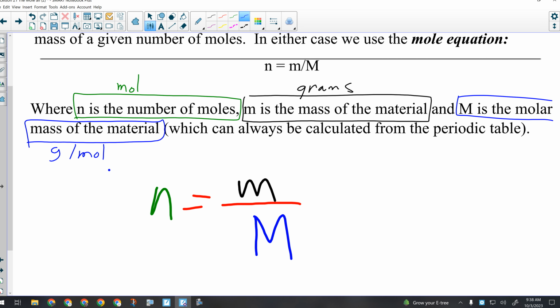How do I get little m by itself? Would I divide moles by molar mass? If I want to move something in algebra, I do the opposite. That's rule number one of algebra. Okay? Rule number one of algebra is if I want to move something, I do the opposite.